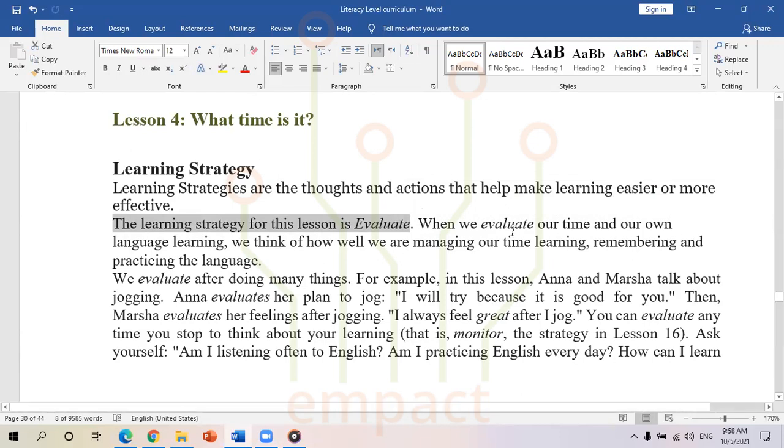Okay, when we evaluate our time and our own language learning, we think of how well we are managing our time learning, remembering and practicing the language.